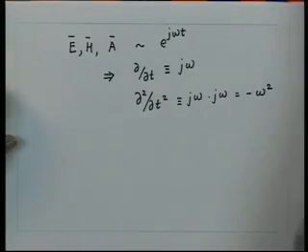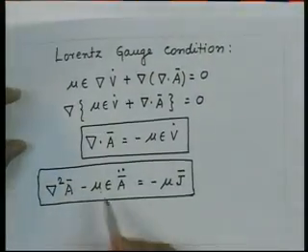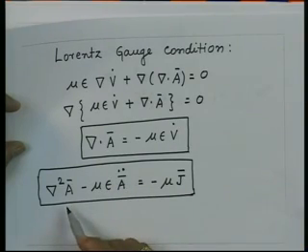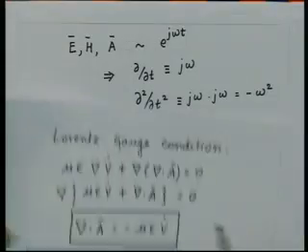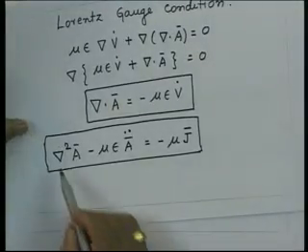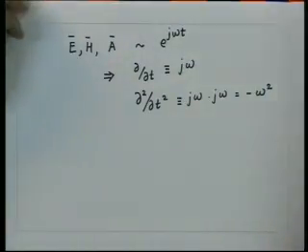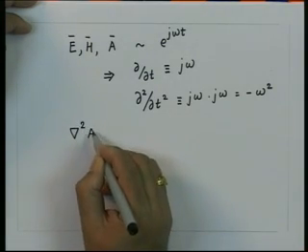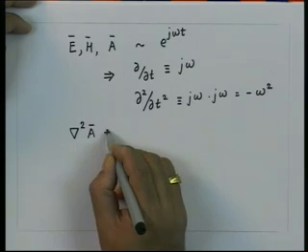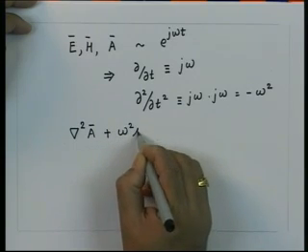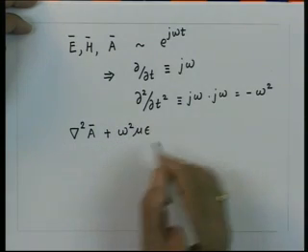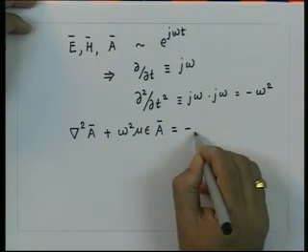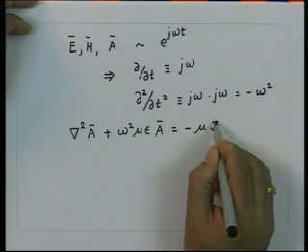So, in the equation we have got, I can now substitute for the time derivatives. This is a double derivative, so it is equivalent to multiplying this quantity by minus omega square. This equation then becomes del square A plus omega square mu epsilon A equals minus mu into J.